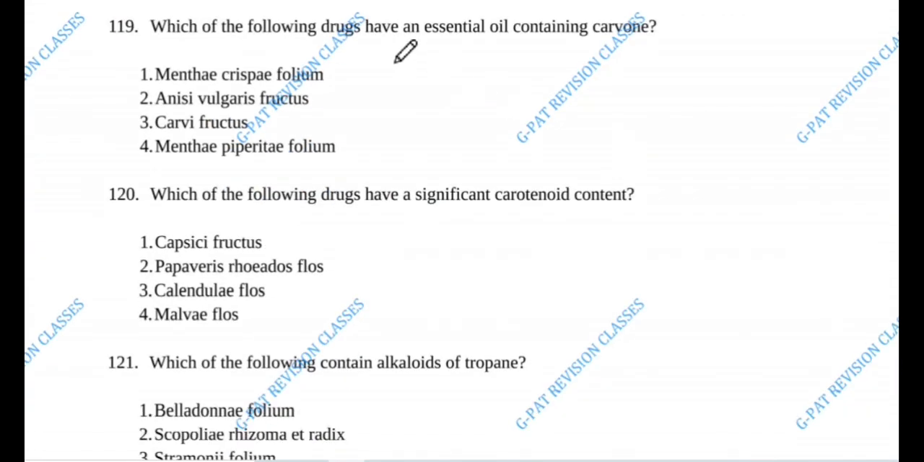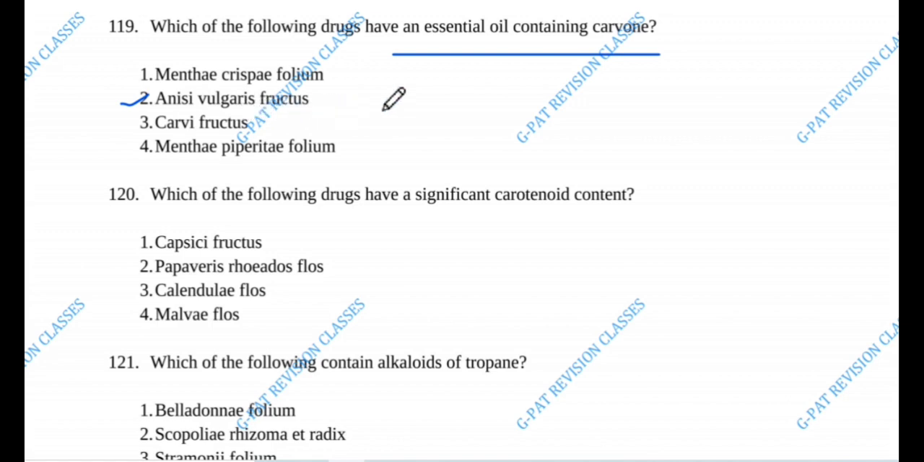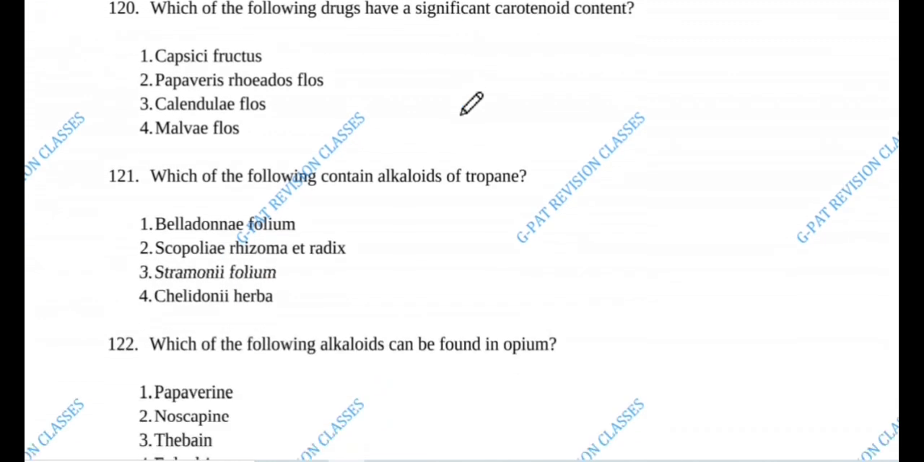Which of the following drugs have an essential oil containing carvone? The answer is second, Anisi vulgaris fructus. The answer is second. Next is question number 120.